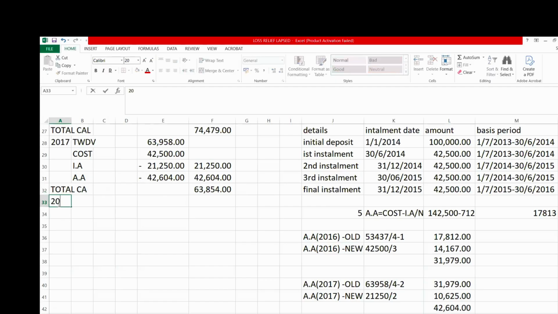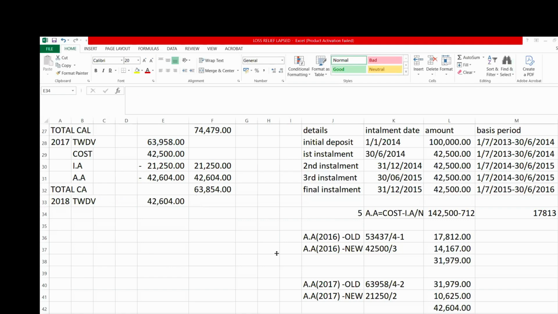So in 2018 now, we have what? Tax written down value. So which will be what? Addition of these two minus this. So that will give us the tax written down value, which will be this plus this minus this minus this. So in that year of assessment, which is what? 2018.